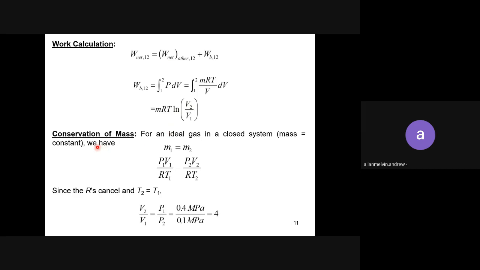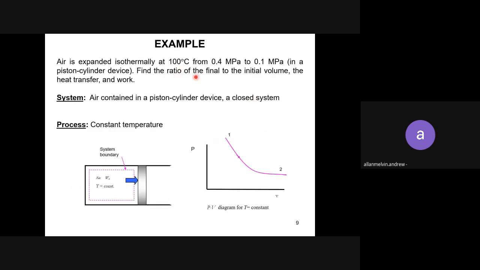Okay, so it's a conservation of mass principle. So for an ideal gas in a closed system, so closed system mass is constant. So M1 equals to M2. So we know that. So this is the remaining formula from PV equals to MRT. So P1 V1 over RT1 equals to P2 V2 over RT2. Okay, so we know R is a constant, so cancel. So temperature pun constant, so cancel. So last ada P1 V1 equals to P2 V2. So you rearrange dapat macam ni. So V1 go here, so P1, P2 goes here. So dapat macam ni. So the question is asking us to find the ratio of final to initial volume.